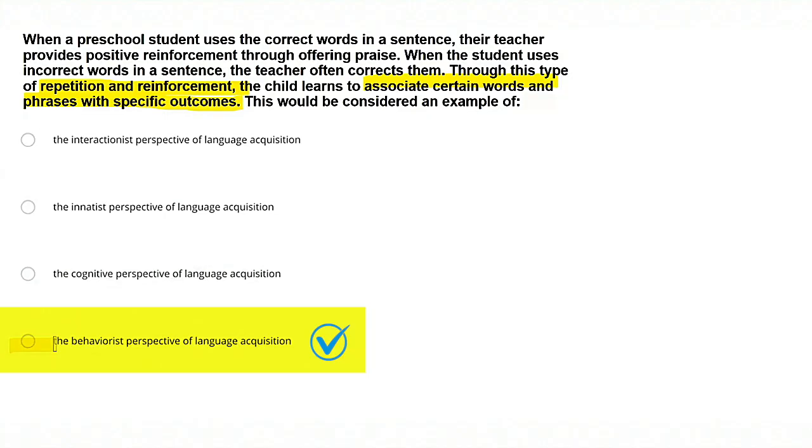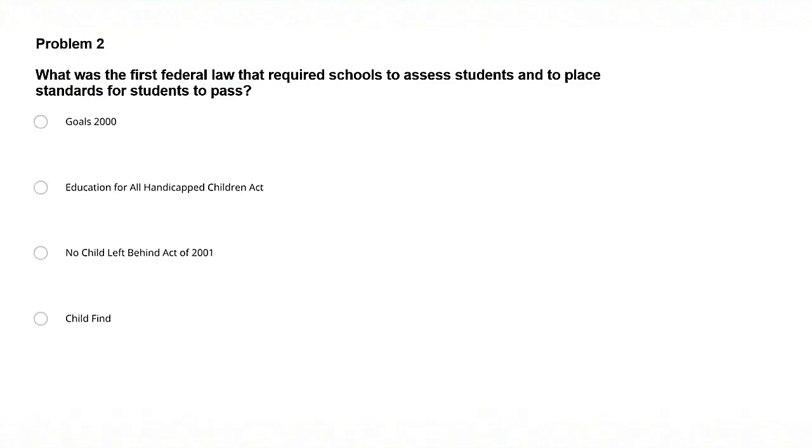Problem number 2 says, what was the first federal law that required schools to assess students and to place standards for students to pass? So the keywords in this question are going to be the first federal law. Notice it doesn't say state law, but federal, that required schools to assess students and to place standards for all students to pass. So these are the keywords in the question. Let's take a look at our answer choices. We have Goals 2000, Education for All Handicapped Children Act, No Child Left Behind Act of 2001, and Child Find.